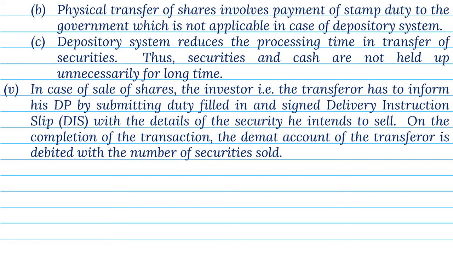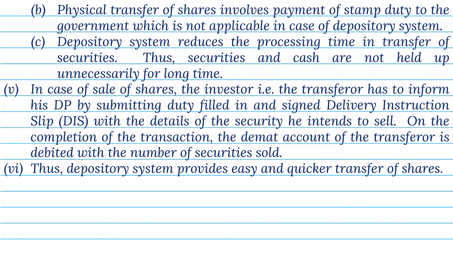5. In case of sale of shares, the investor, that is the transferor, has to inform his DP by submitting duly filled in and signed delivery instruction slip, DIS, with the details of the security he intends to sell. On the completion of the transaction, the demat account of the transferor is debited with the number of securities sold. 6. Thus, depository system provides easy and quicker transfer of shares.